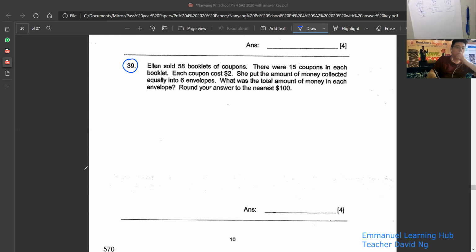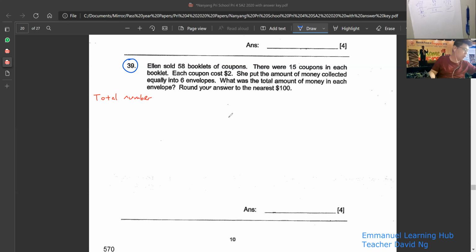You have to break it into different steps. Before you talk about each envelope, you have to find the number of coupons. Yes, 58 times 15. Then after that, answer times 2. Then after that, divide by 6. Very good. Then after that, round to the nearest 10. I forgot, round to the nearest 100. I mean nearest 100.